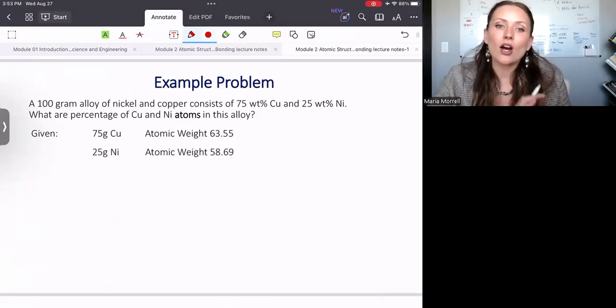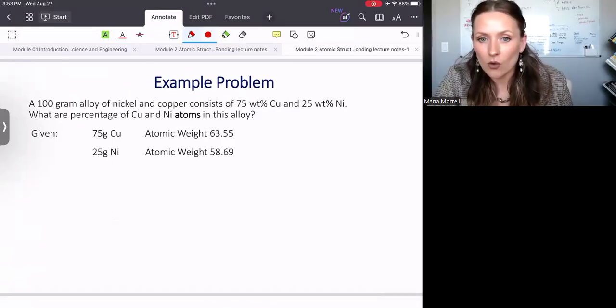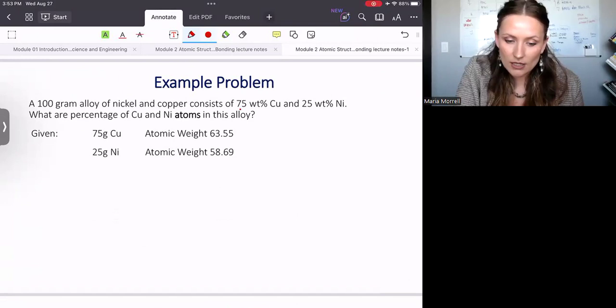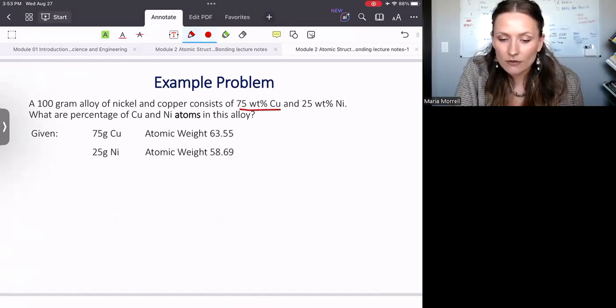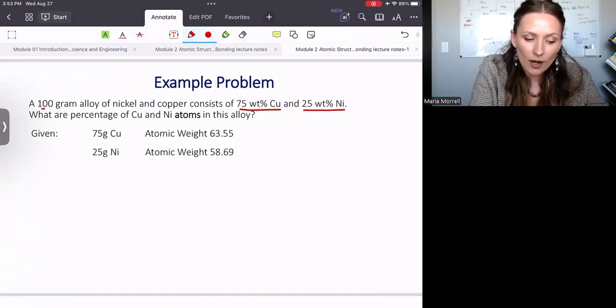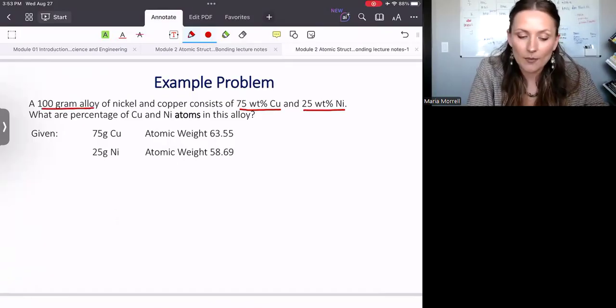So we have 100 grams of an alloy of nickel and copper, and we know that 75 weight percent is copper and 25% is nickel. Okay, so if my basis is 100 grams, then I know that 75 grams is going to be my copper and 25 grams is going to be my nickel.